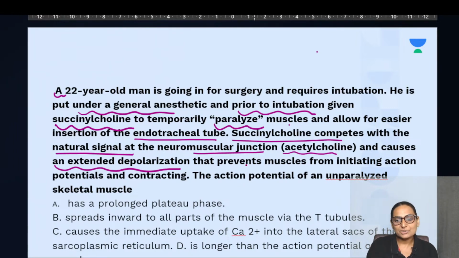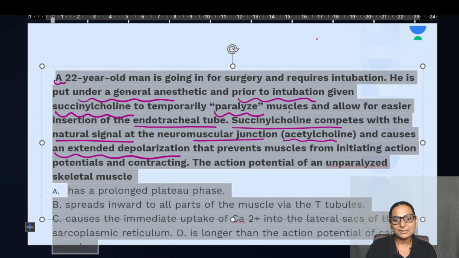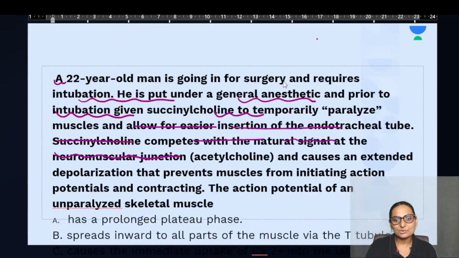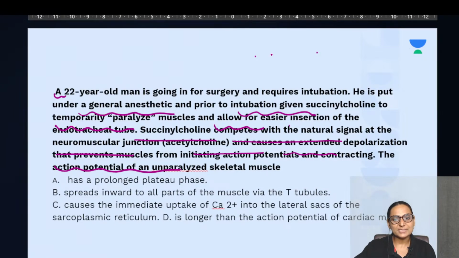Now, the action potential of the unparalyzed skeletal muscle is. So, this is a very typical pattern, where you are being given a clinical question, right? A clinical question, and the last line of this question is a simple physiology, which I am expecting. So, when you consider the action potential of skeletal muscle, what is the correct answer?